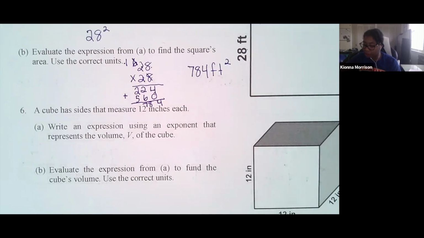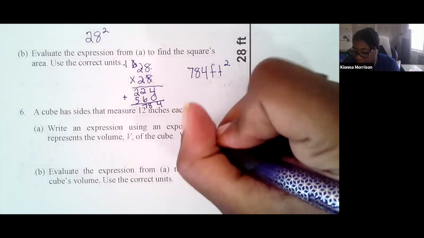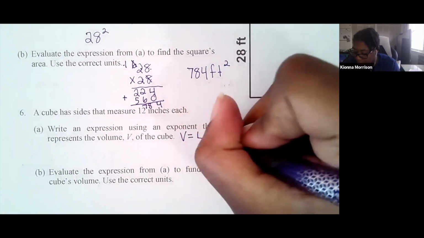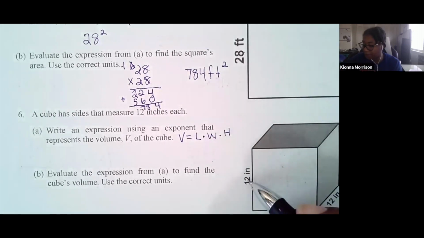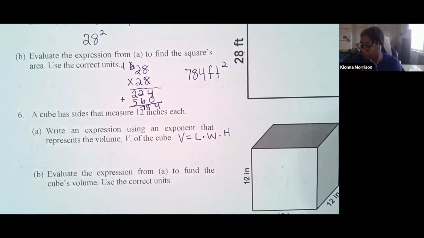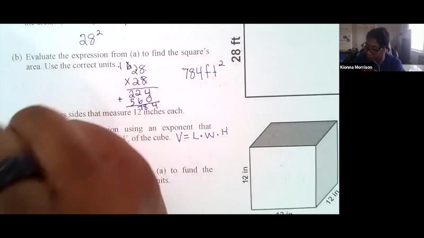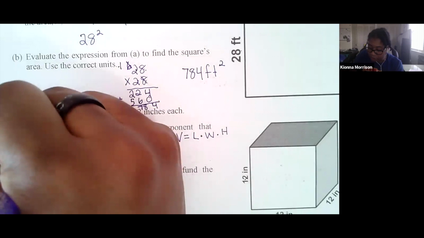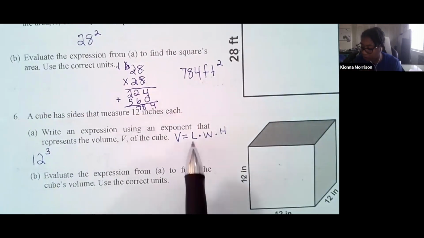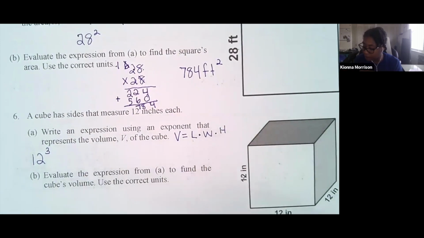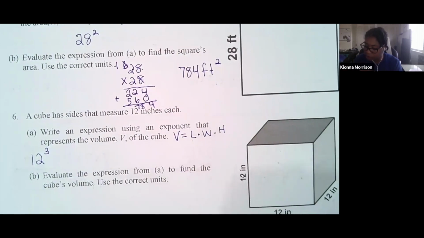A cube has sides that measure 12 inches each. Write an expression using an exponent that represents the volume V of the cube. Well, I know volume equals length times width times height. I'm going to be multiplying 3 things, and I'm going to be multiplying 12 repeatedly 3 times. So I'm going to have 12 to the third power. 12 is going to repeat 3 times. 12 times 12 times 12.